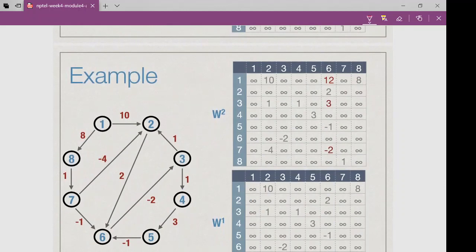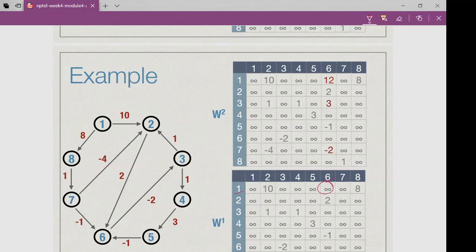Now from W2 we have a few paths. From 1 we can go to 6 via 2. From 3 we can go again to 6 via 2. From 7 we can go to 6 via 2. So it is actually contributing. Now what is our algorithm saying? Previously, in W1, what is the value of weight from 1 to 6? It is infinity.